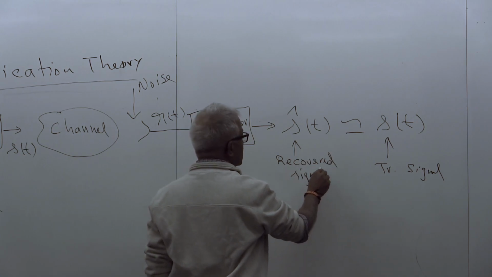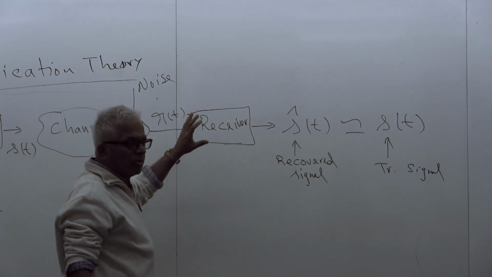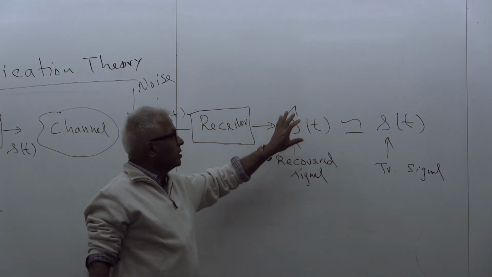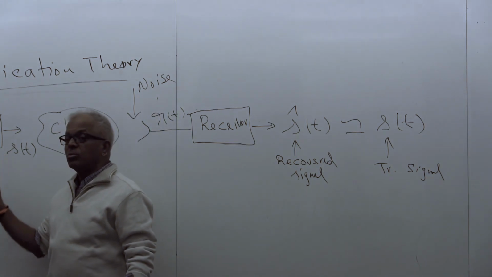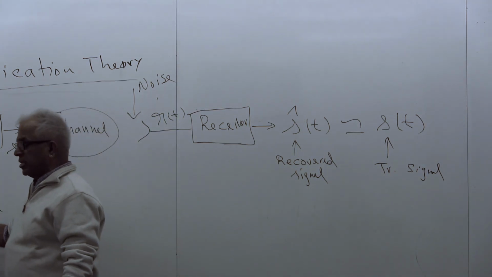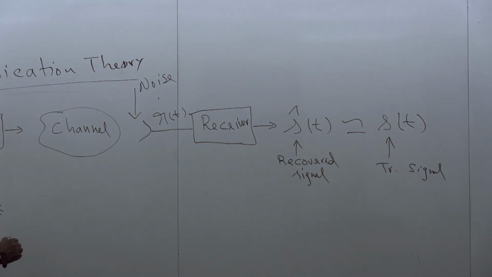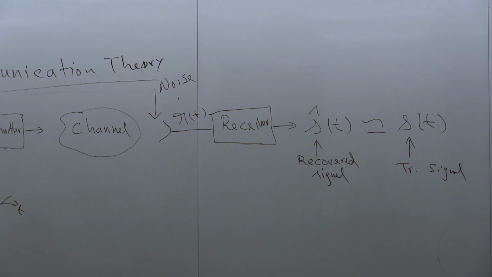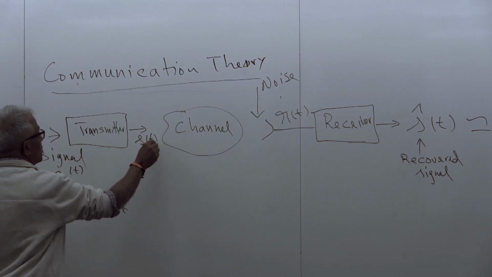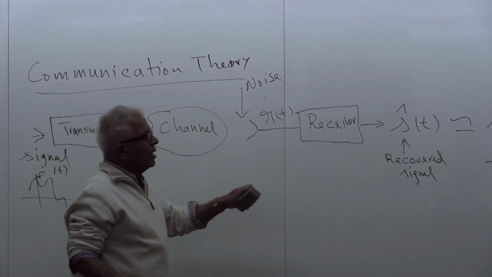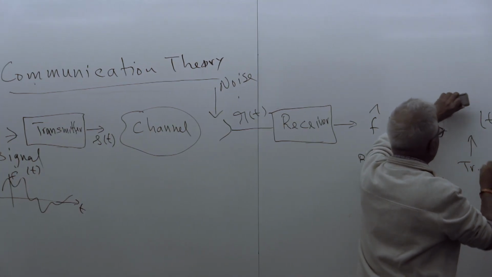So the whole task in this class is to study mechanisms to do all this. We will go through each one of these blocks, but the ultimate goal is that whatever comes out of the receiver should be as close to the original signal. The original signal may not be what gets transmitted here. So the original signal could be f of t, and this could be s of t, and then what you recover is, let's say, f hat of t, and you want that to be close to f of t.